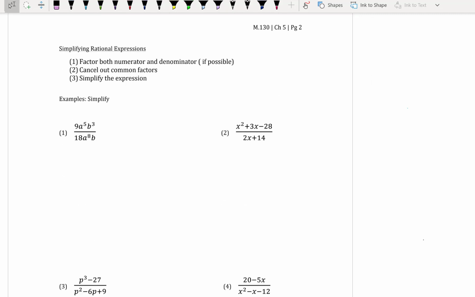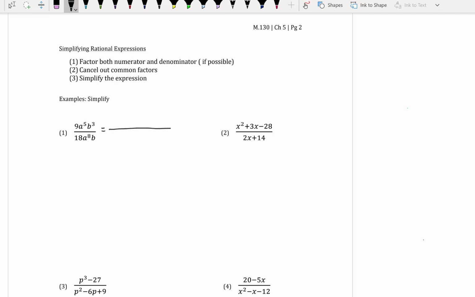Now what we want to do on page 2 is simplify these rational expressions. So looking at the first example, I want to simplify. The first step says to factor both the numerator and denominator. Perfect, it's already factored. So now I'm going to cancel out my common factors.